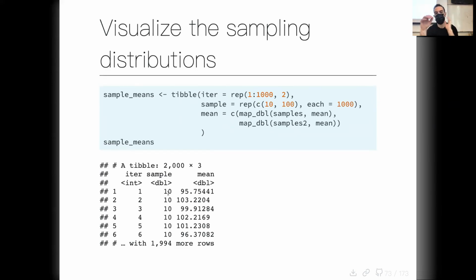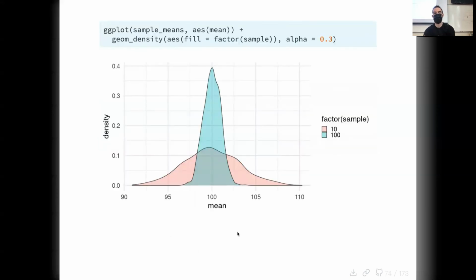We can look at these distributions. Here I'm just saying the iteration, I'm looping 1 to 1,000 twice, or repeating 1 to 1,000 twice. And then I'm saying what's the sample size? So it's 10 for the first 1,000 times, and then it's 100 for the next 1,000 times. And then we're getting the means for each of those. Okay, so here's the means for all of them.